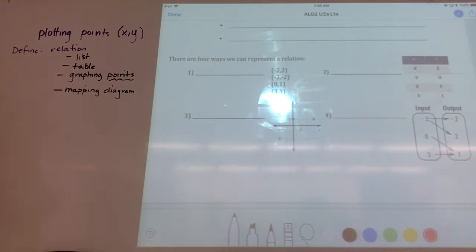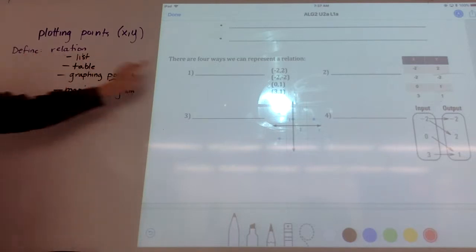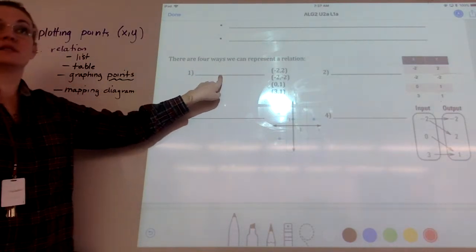Yes, sir. But we're going to do them together, but I just wanted to make sure that we were connecting the idea that a relation, yes, it's a set of ordered pairs, but we can show those ordered pairs in different ways. So, if I look at the first example, number 1, this is where you can fill this in. This is going to be your list. So just write list.